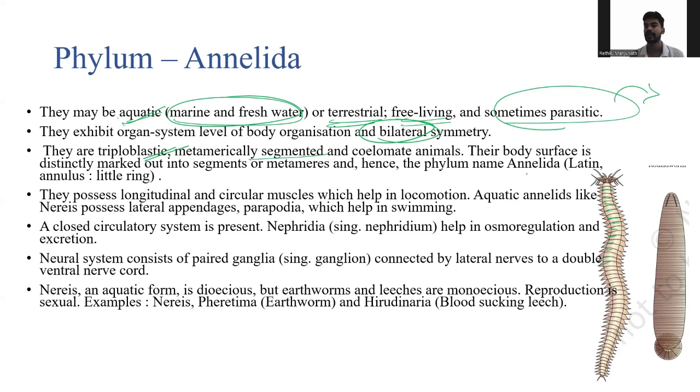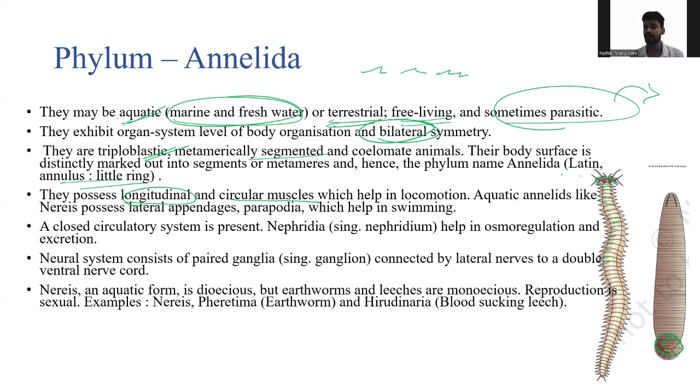Okay, so the name of the phylum Annelida has been taken from the Latin word annulus, which means little ring, because its structure is somewhat little ring like, you will see. That is one reason why they have given this name. So they normally possess longitudinal and circular muscles in the body, which actually help in locomotion. So it has to move like this. In this way, their circular elongated body will help them in locomotion.